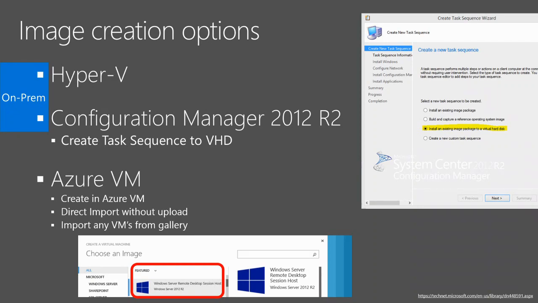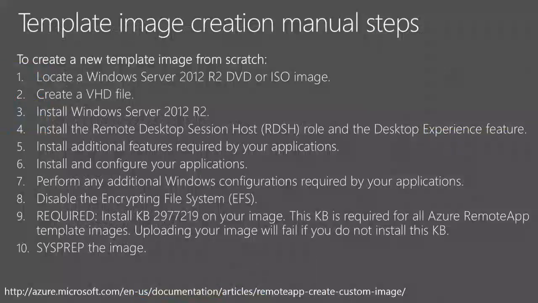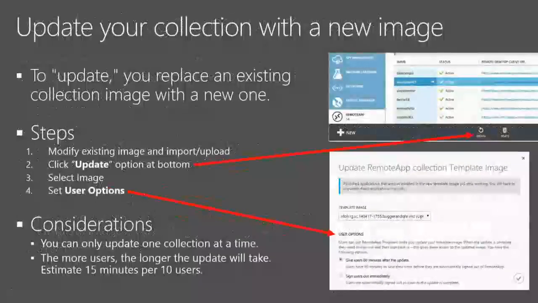That's really, really simple. The top two are on-prem, so you're actually going to have to upload all of that data, again gigs of data up to Azure. That could take a long period of time. Just doing it within an Azure VM is very, very quick. To create it by hand, there's 10 steps. We document it out there. It's basically install the image, configure a few things, install your applications, disable encryption file service, install a KB, and then sysprep, and then upload that image. I'm not going to spend a lot of time on that.